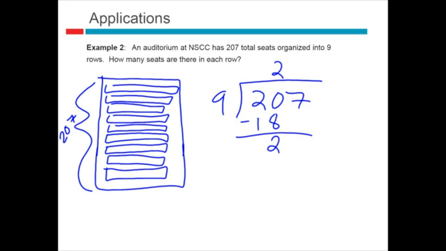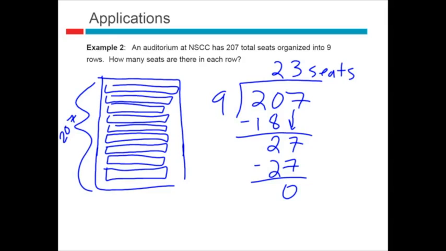20 minus 18 is 2. Bring down the 7. And 9 goes into 27 3 times evenly. Awesome. So that would mean we have 23 seats in each row. So does that make sense?